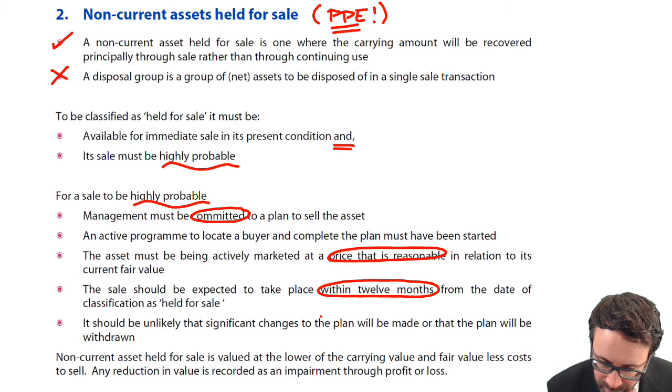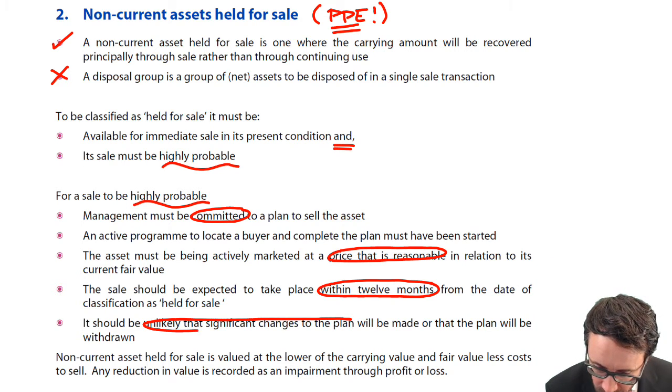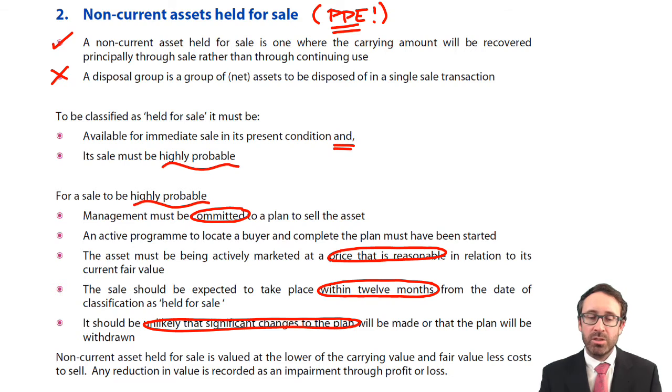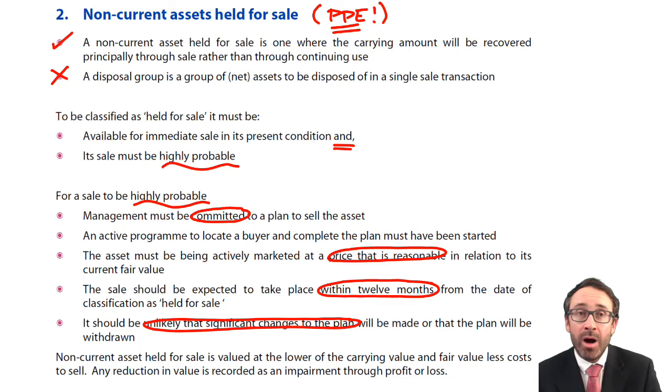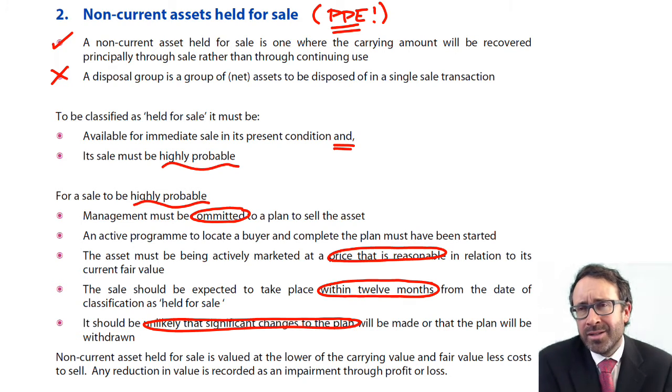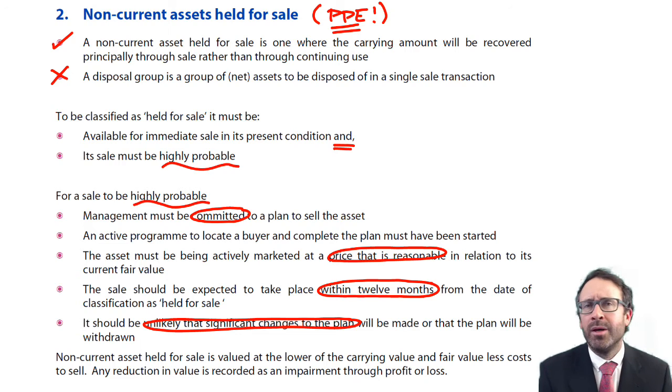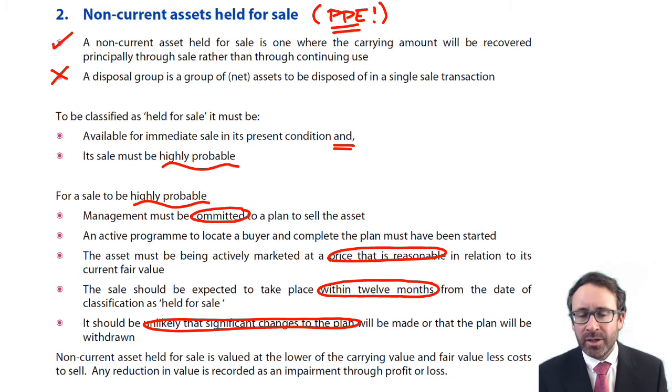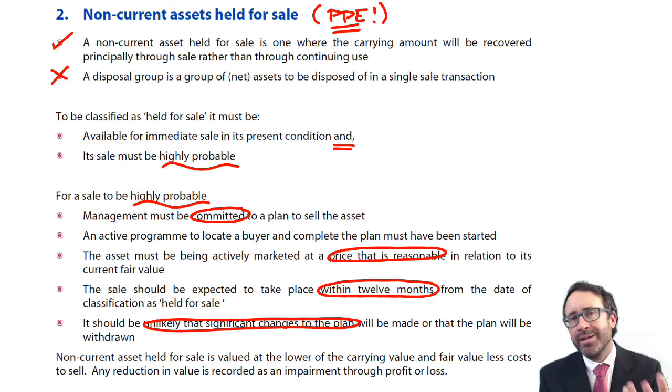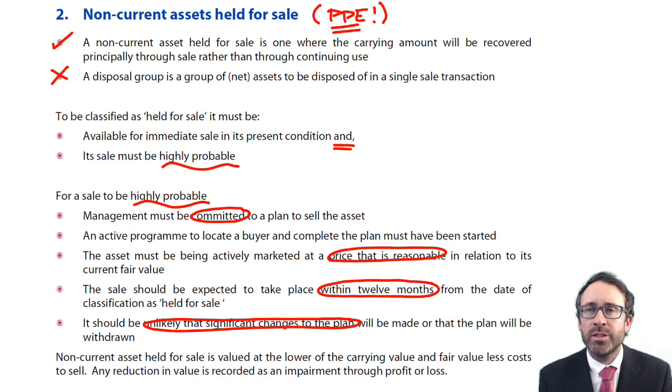And there should be no changes, or unlikely that there will be changes to the plan. If there are, then you can't categorize it as a non-current asset held for sale, because you could change your mind effectively, couldn't you? So just note those, learn them. You might see them in the odd question here or there, but I think the main focus is going to be on the computational aspects. So that's the when, if you like.